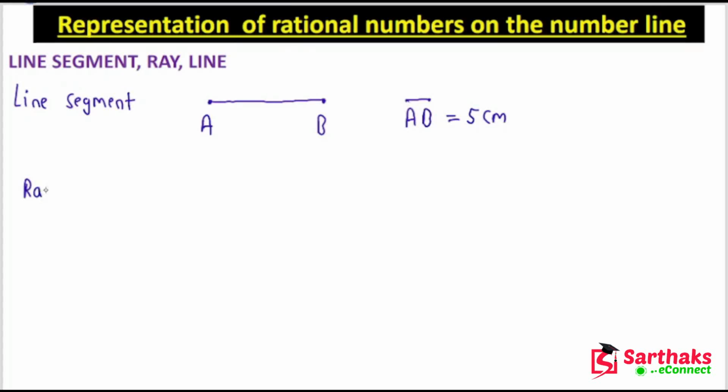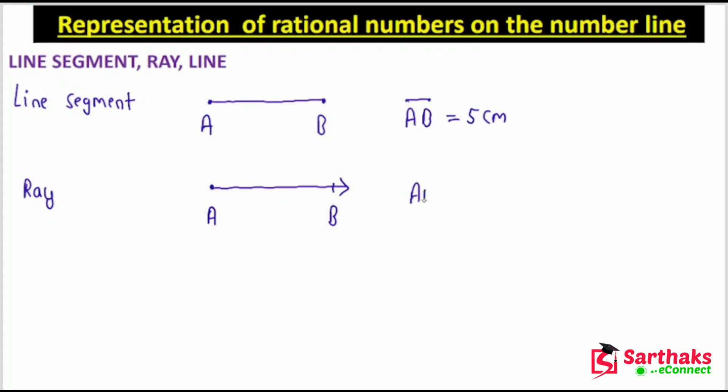Now the next figure is ray. This geometrical figure starts from a point but it does not end at any point. That is, it does not have an end point. So A is the starting point, but if I take this direction B, then B will not have any end. That is, you can extend it in one direction. So ray can be extended in one direction, that is, one of its ends is fixed and the other end can be extended to any length.